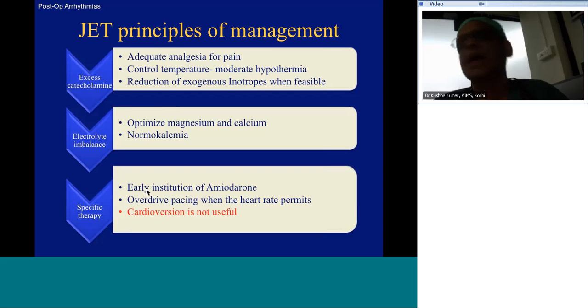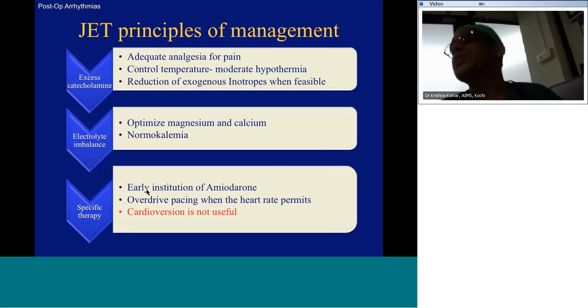I have seen some instances where we were shocking patients without clearly defining the fact that this was JET, 5 or 6 times, and that is unacceptable. It does a tremendous amount of damage.